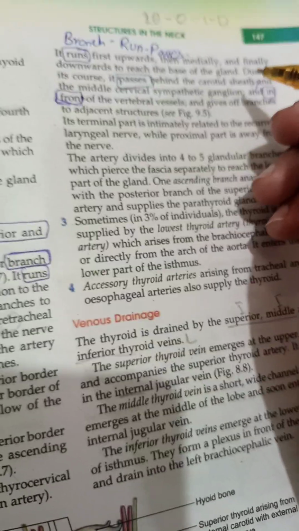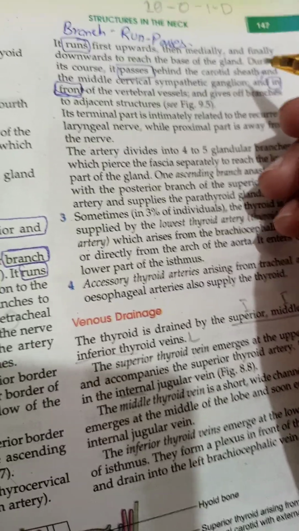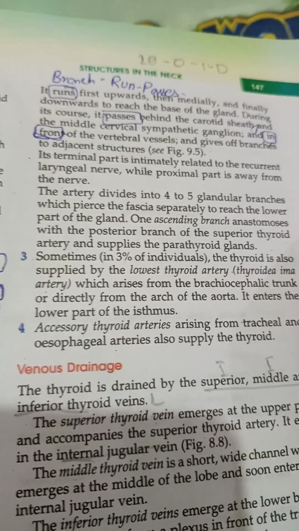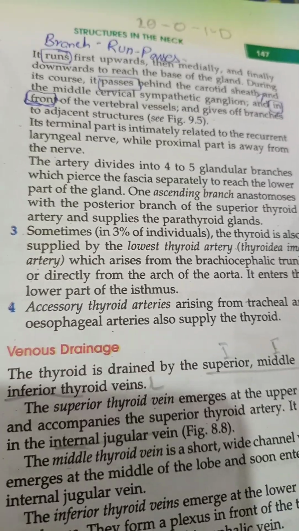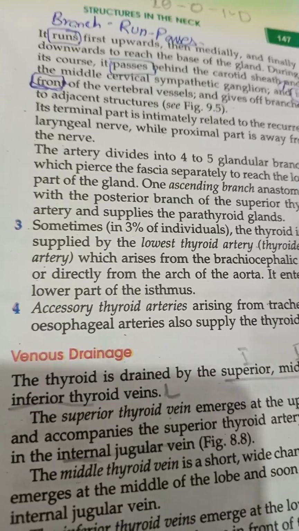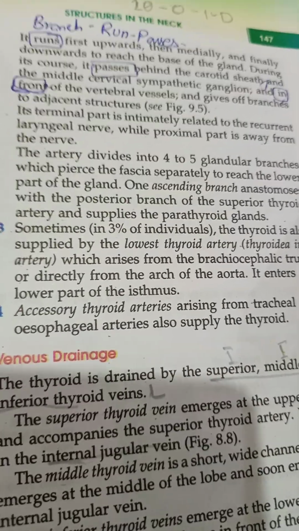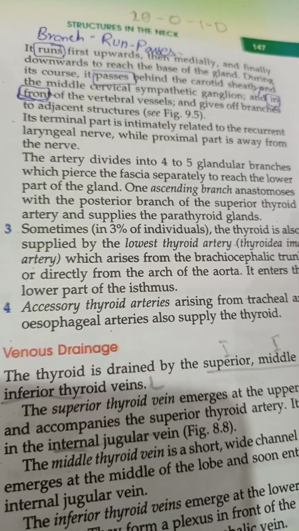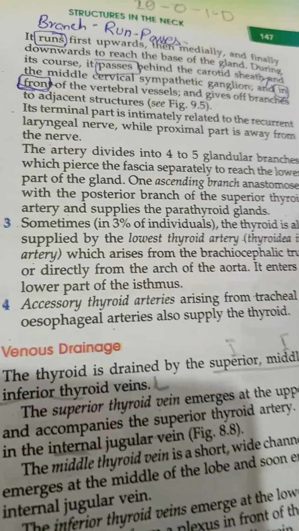It passes behind the carotid sheath and the middle cervical sympathetic ganglion and in front of the vertebral vessels, and gives off branches to the adjacent structures.